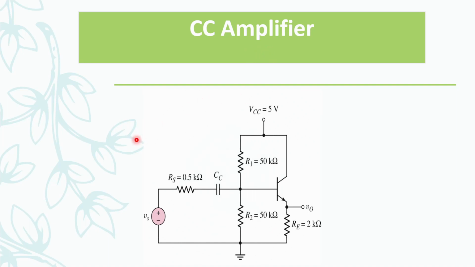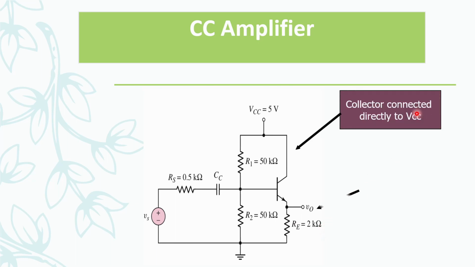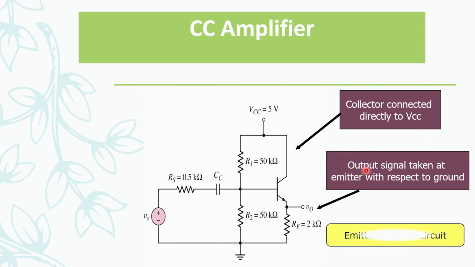So this circuit is the common collector amplifier circuit. We have an input voltage Vs, a resistance Rs is connected across it, a coupling capacitor is connected here, and VCC is given as 5 volts. R1 and R2 each have a value of 50 kilo ohms, and RE has a value of 2 kilo ohms. We know that the collector is connected directly to VCC and the output signal is taken with respect to ground, and this circuit is also known as the emitter follower circuit.